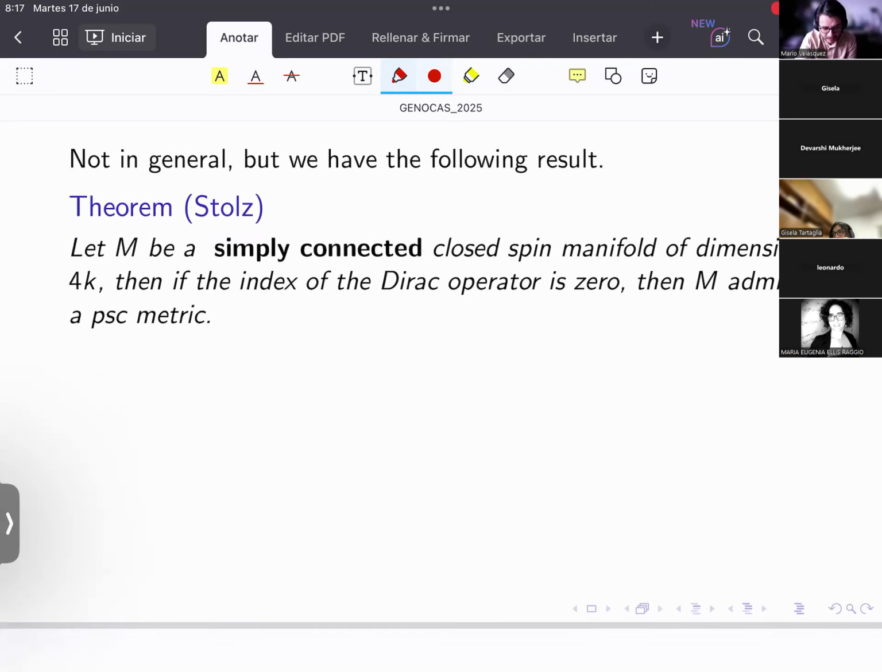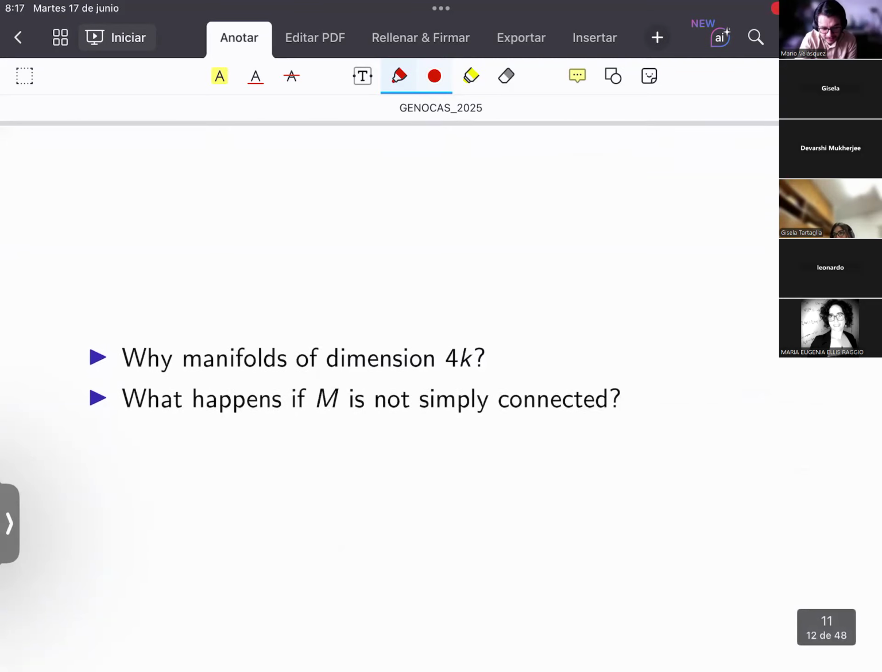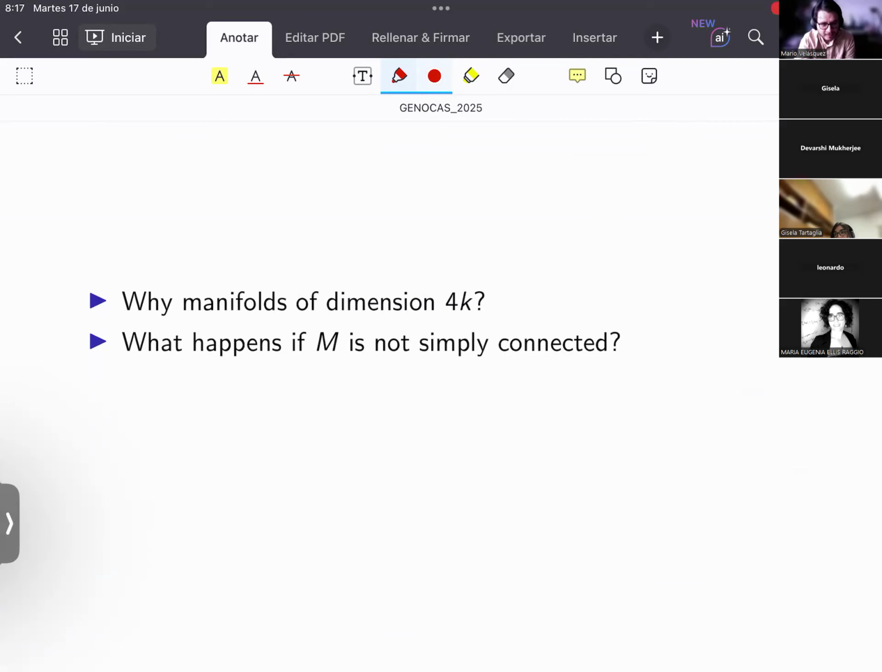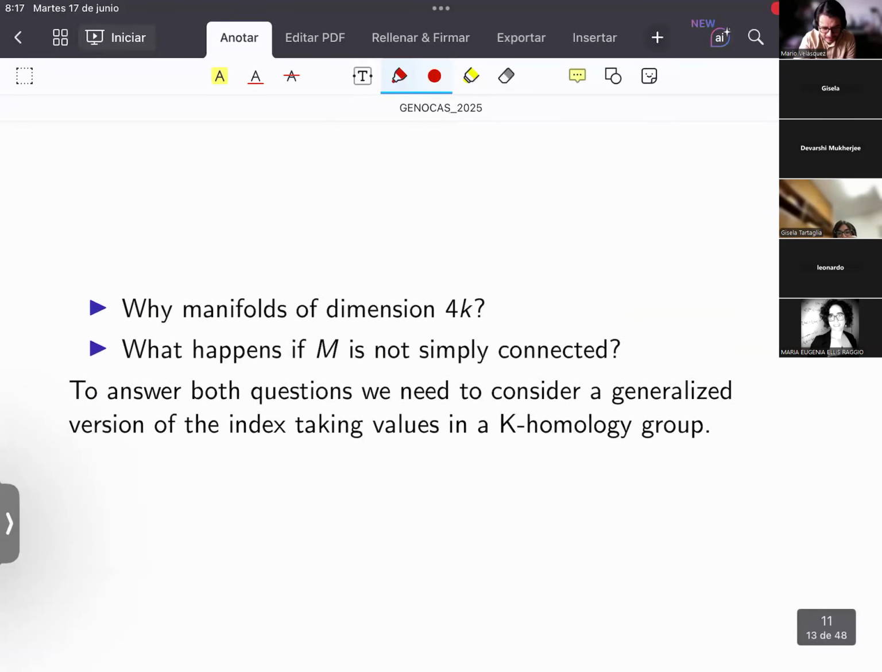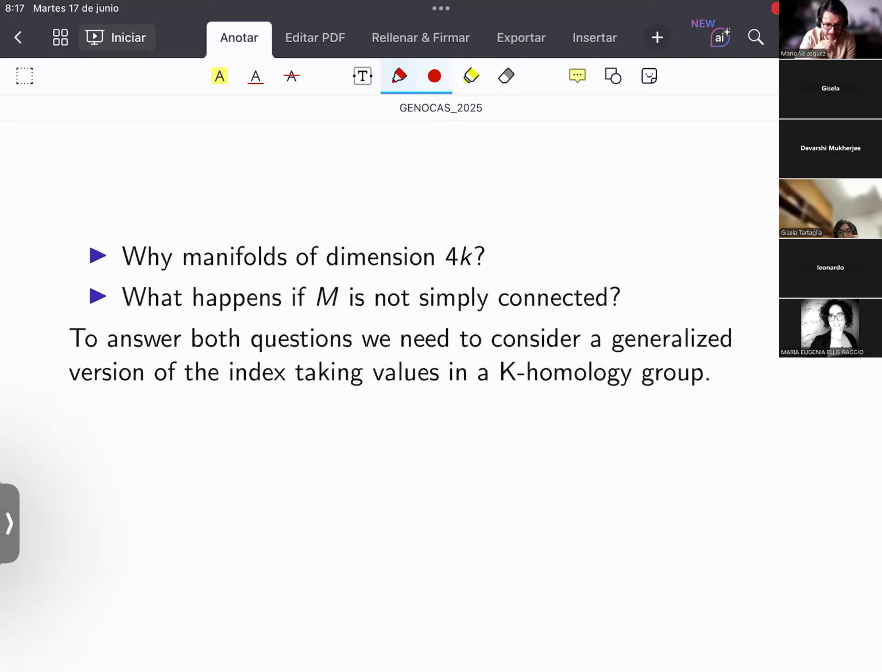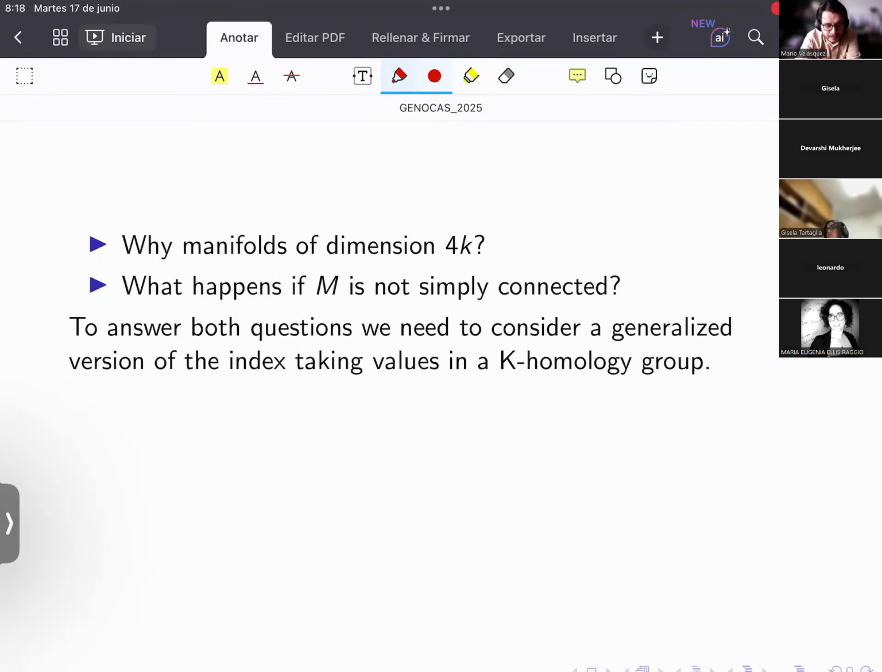Two questions appear here. The first one is why manifolds of dimension 4k? Why do we have this obstruction of dimension? And the second one is why M has to be simply connected. The answer to both questions is related with K-homology groups, because we can generalize the definition of the index of D plus, taking values in a K-homology group.